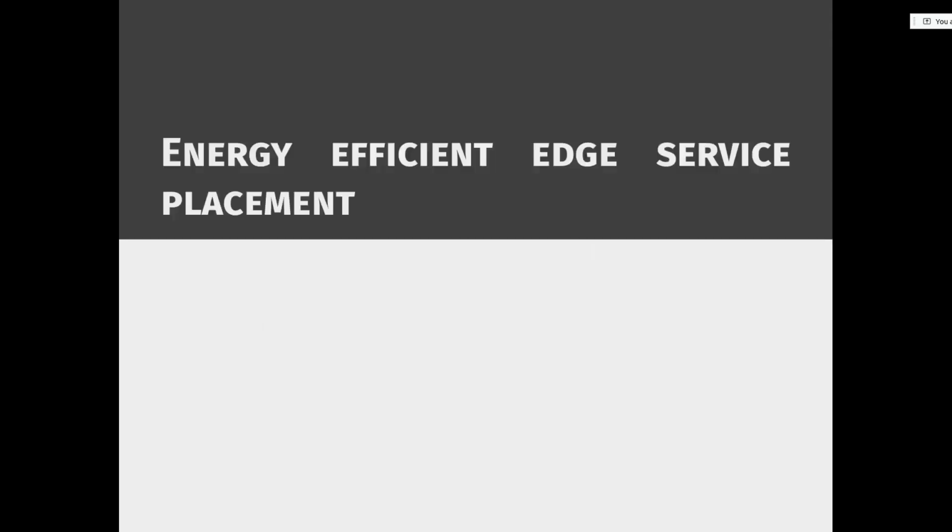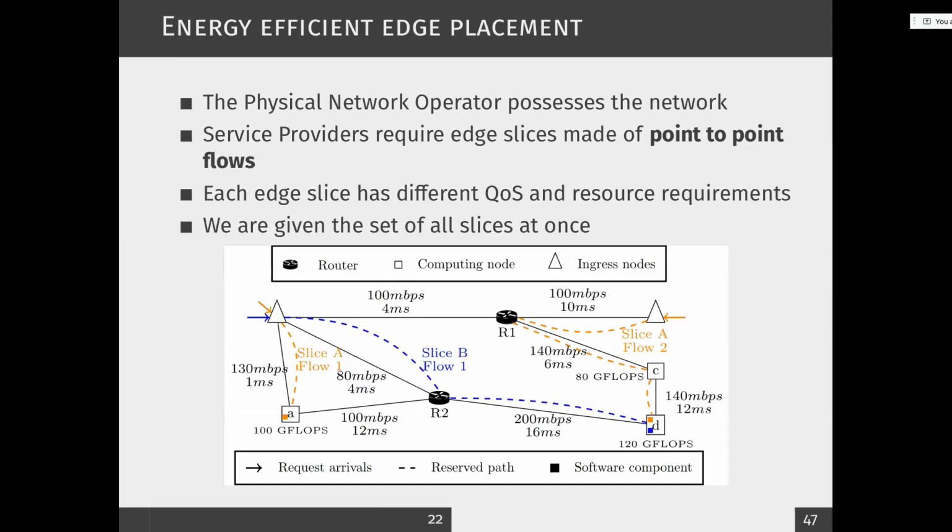Yeah. So now I will talk about the edge placement problem, the second part of my thesis. In that problem, we also are the network operator, and we have service providers that come to us and want to place slices, so edge slices. The slices are made of a set of point-to-point flows, and each of those slices has different quality of service and resource requirements.